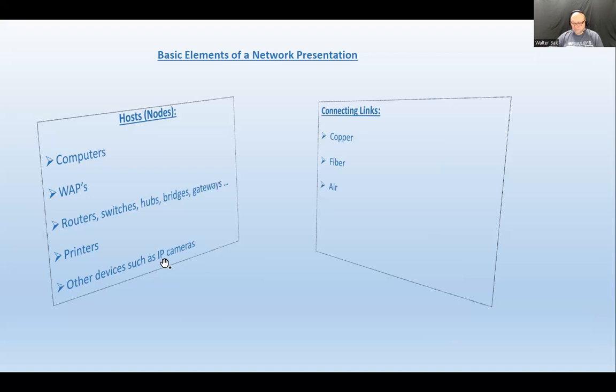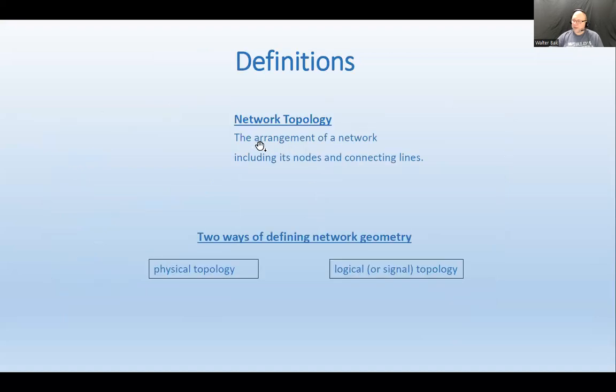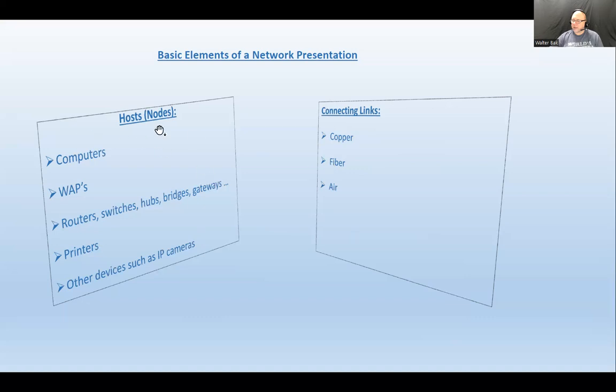Then connecting links, because network topology talks about the arrangement of the network, including its nodes and connecting lines. So here are the nodes. What are we connecting things with? Well, three basic things: copper, fiber, air. What's air? Well, it will be wireless access points, Wi-Fi.